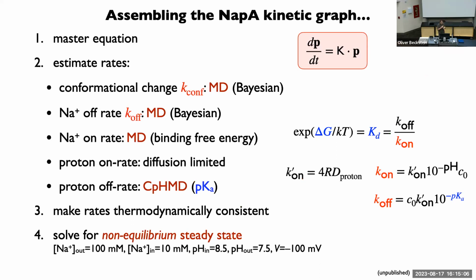All right, we then put everything together, and I think I have to speed up a little bit. This is simply saying that we start putting all the rates into a model. Some of the rates we simply don't know. Protons are really difficult, so we have to estimate the on rate and then use the pKa to estimate the off rate. There are some issues here, which I'll come back to at the very end.